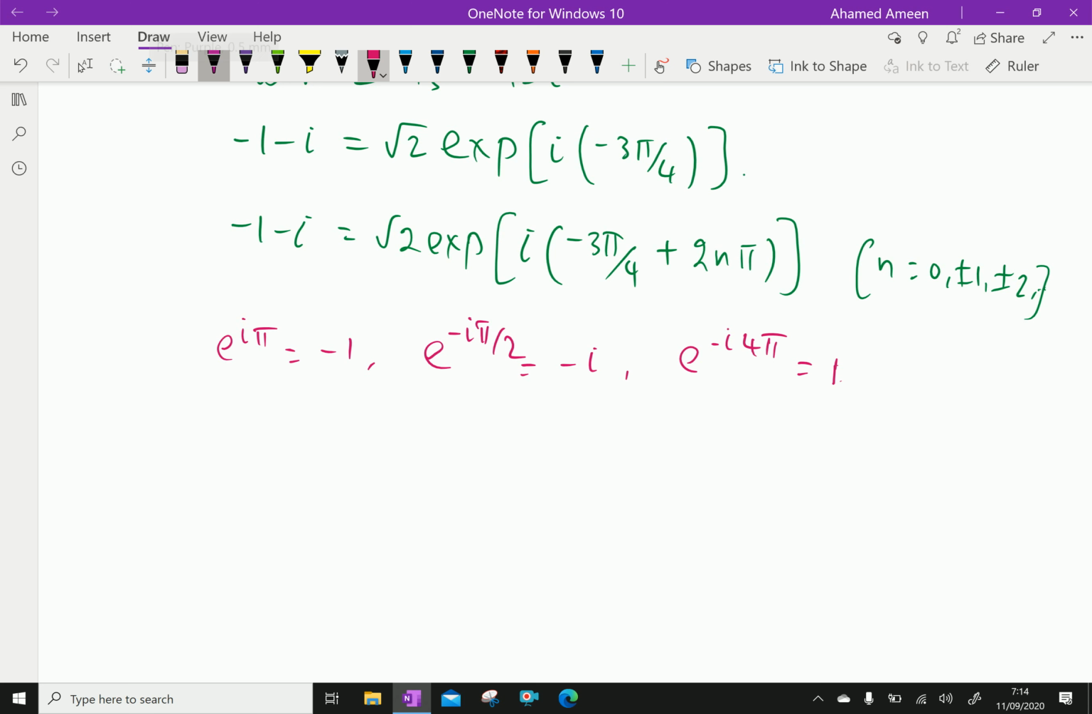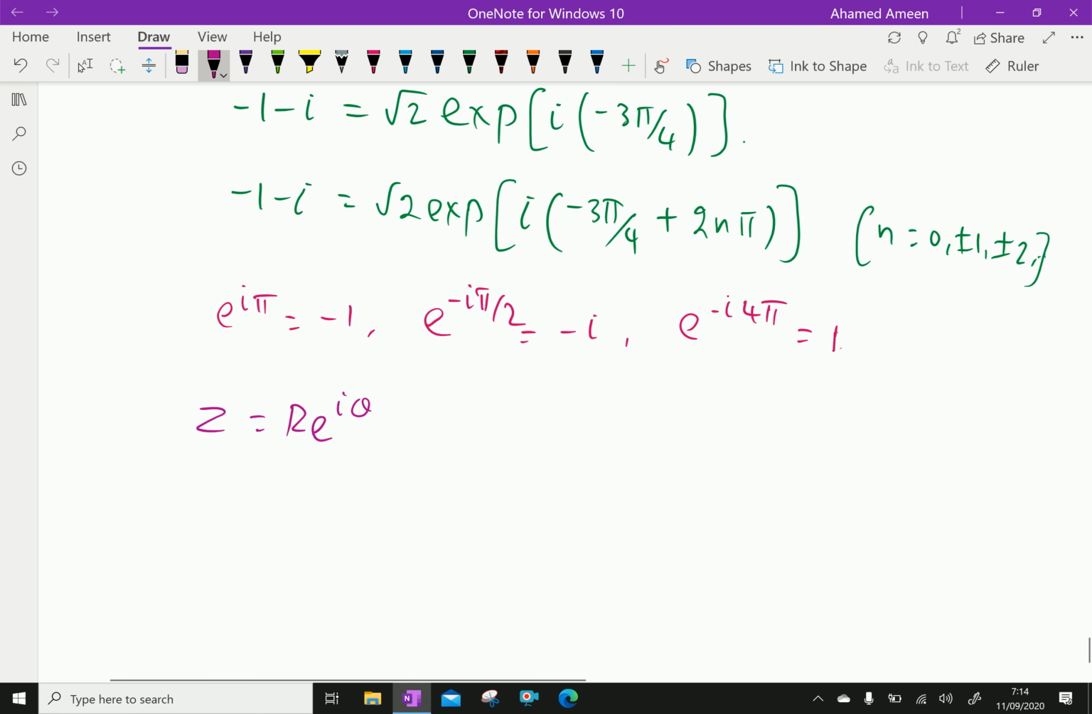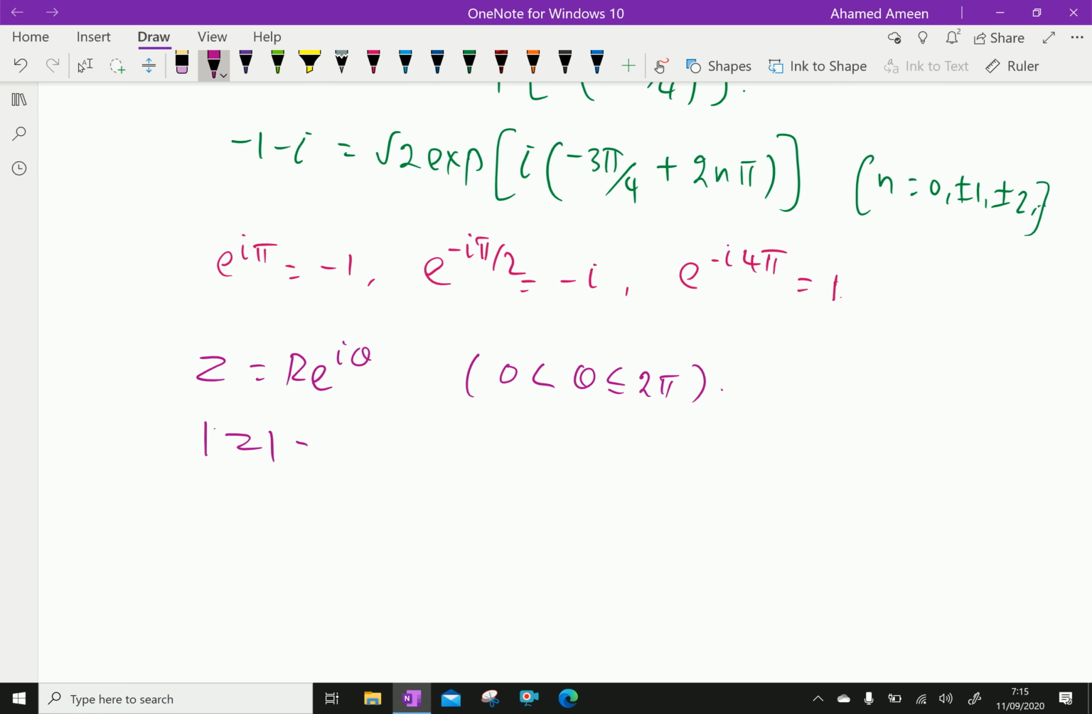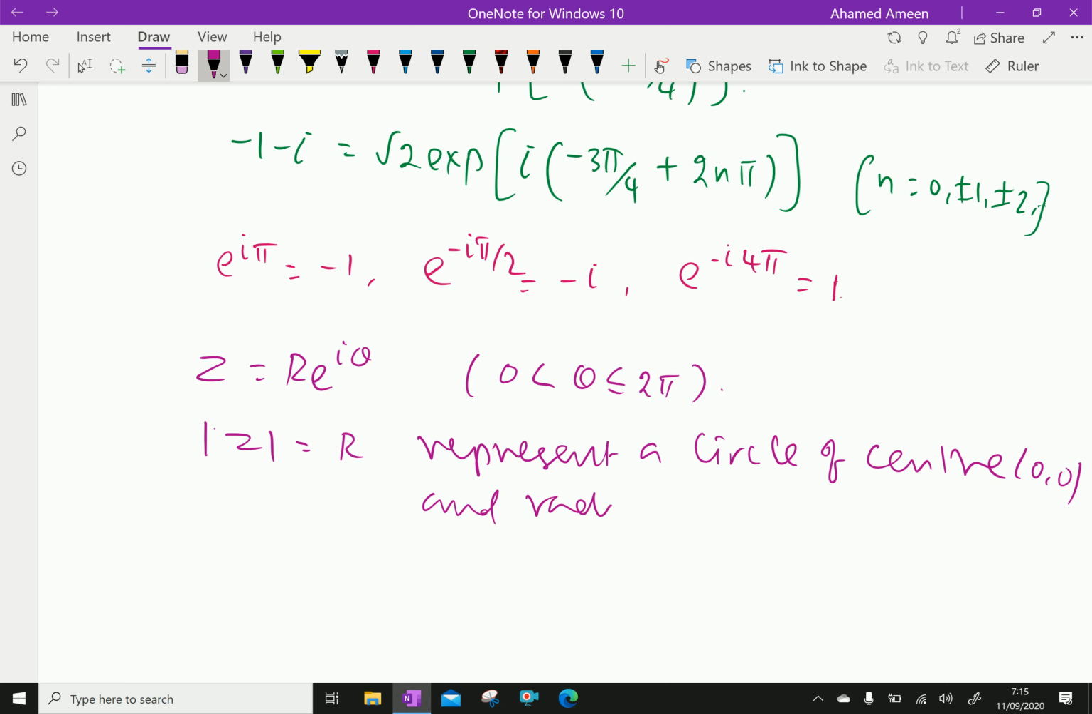Now consider z equals r e power i theta, which is the general form of representation of a complex number in exponential form, where theta is in the range of multiples of pi. Suppose the modulus of z equals r, this represents a circle of center 0, 0 and radius r.